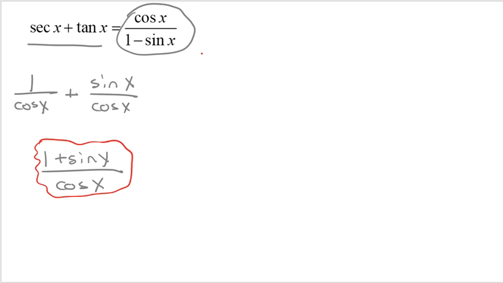So now what I want to do is I need to start working with the right-hand side. And can I somehow get the right-hand side to look like the left side? And I'm going to use a strategy that is not an easy strategy, but it's a good strategy. I'm going to take the right-hand side and multiply it by 1 plus sine of x over 1 plus sine of x. Now, first and foremost, I'm essentially multiplying by 1 because anything divided by itself is 1. And if I multiply by 1, I'm really not changing anything.